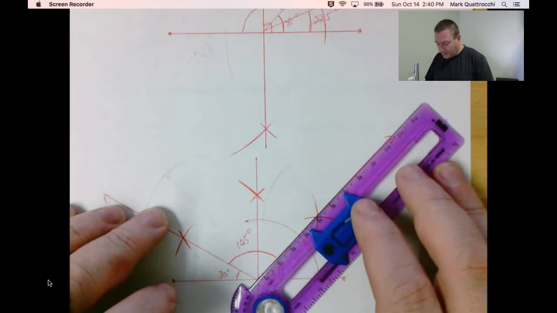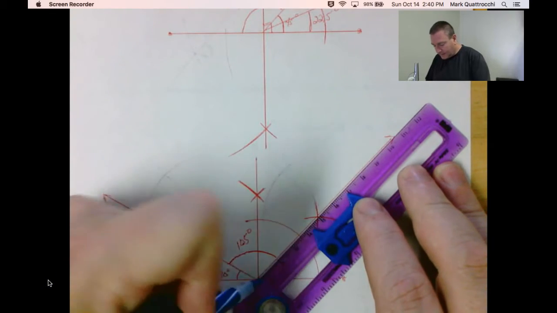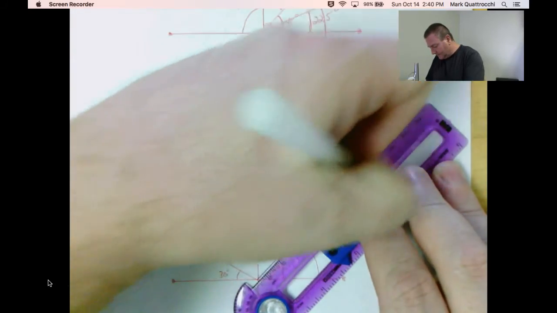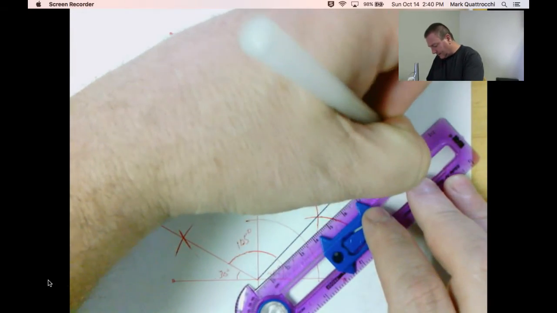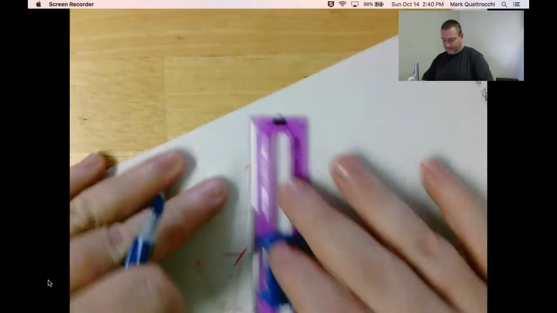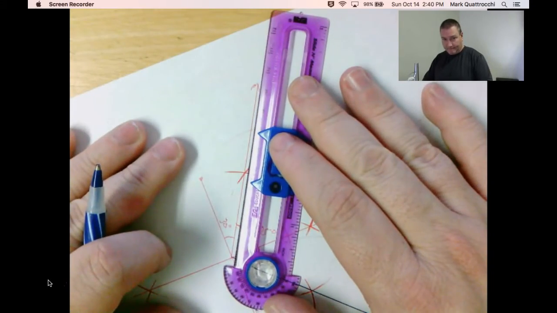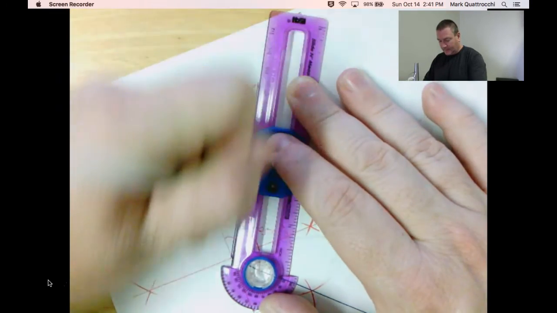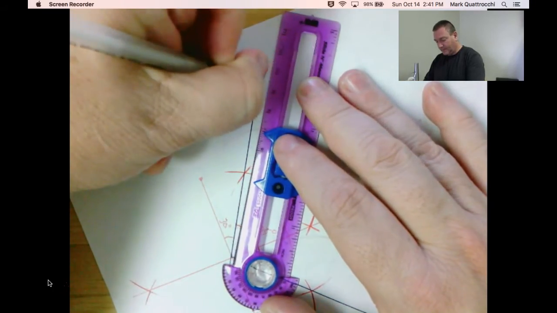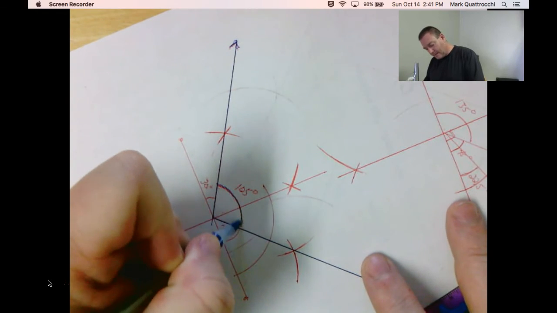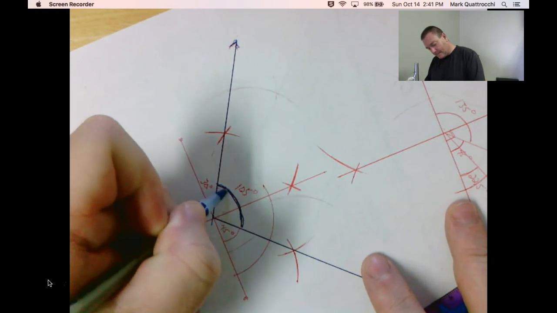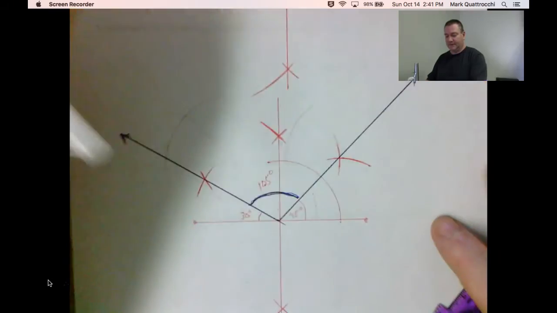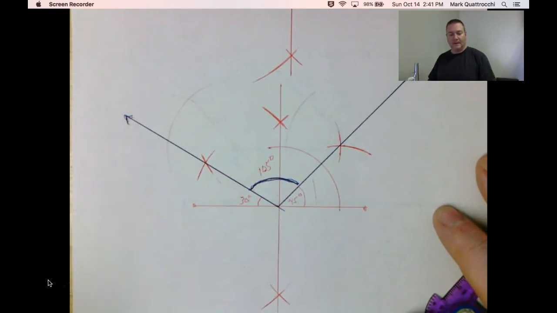And let me see if I've got it. So here I have a blue pen that will highlight this final angle. I didn't have a highlighter. Highlighter would have been better. I do have a different color, so it'll stand out a little bit more. And right here is the 105 degrees. And that is section 3.4. Thank you.